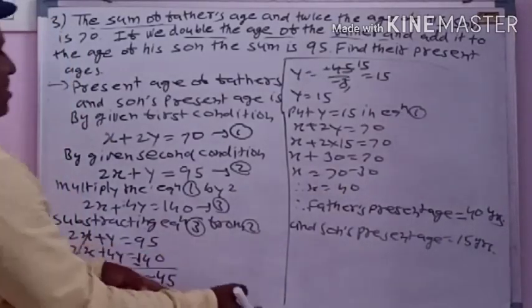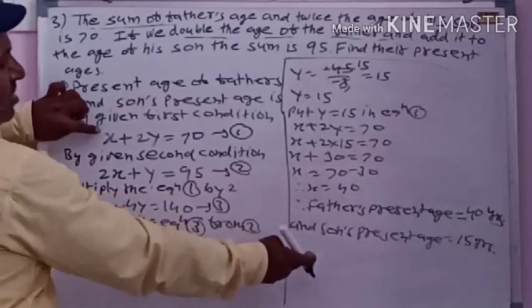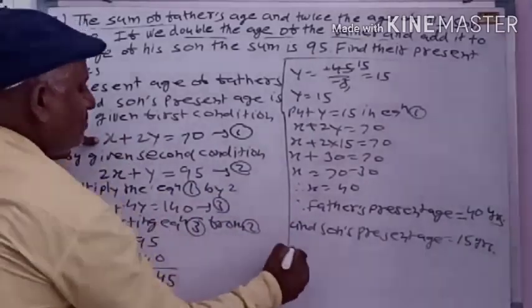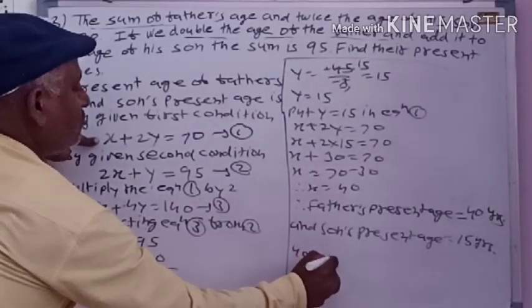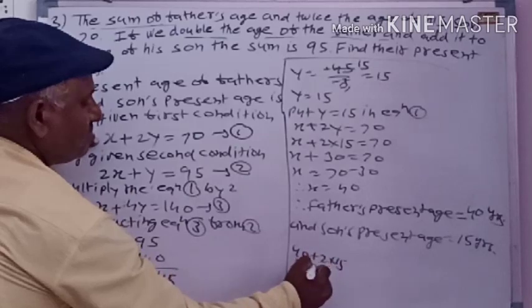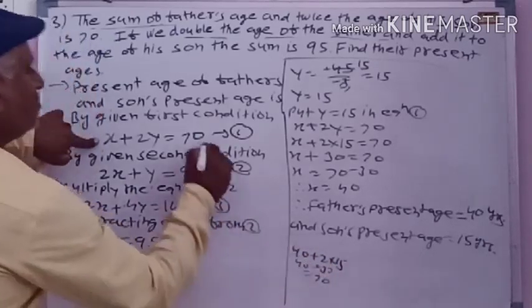Let us verify by putting the values of x and 2y. X is 40, plus 2 into 15, 40 plus 30 is equal to 70.